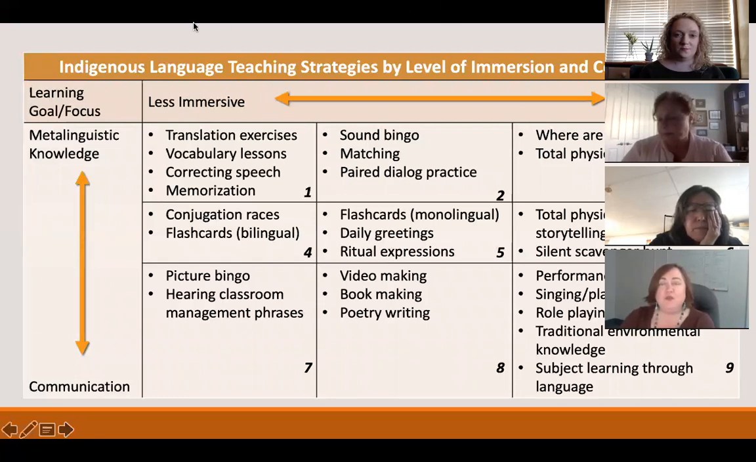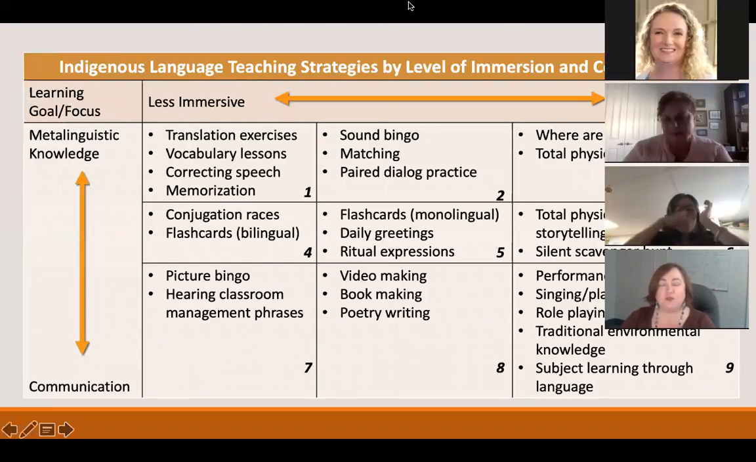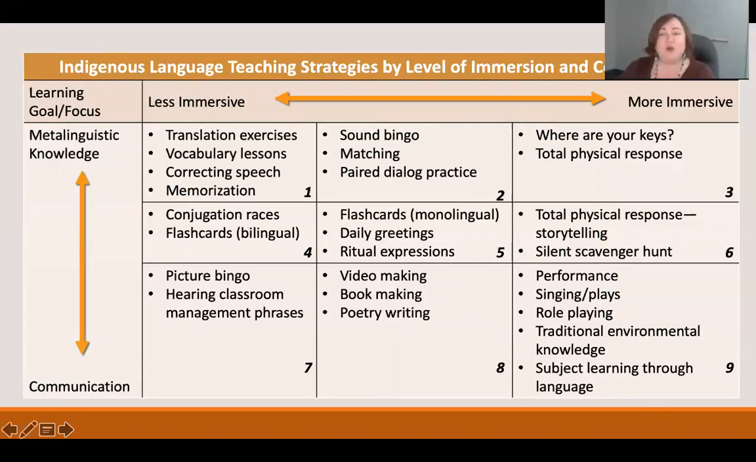So this is a big chart, right, with a lot of information on it. But what I'm going to do is talk a little bit about how I approach designing a lesson and why I like to move from less immersive to more immersive teaching methods during a lesson. So rather than focusing on one instructional strategy when I'm putting together a lesson plan, I actually think we need to use a variety of different strategies that all fit together toward the same goal.